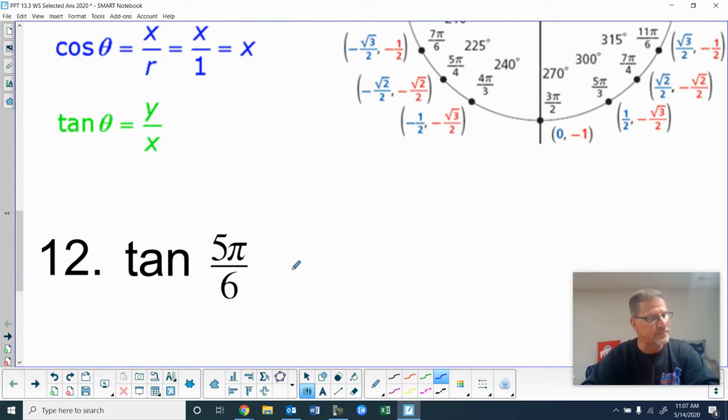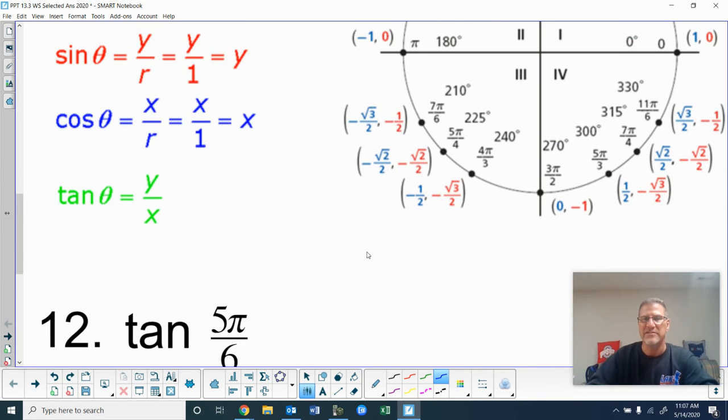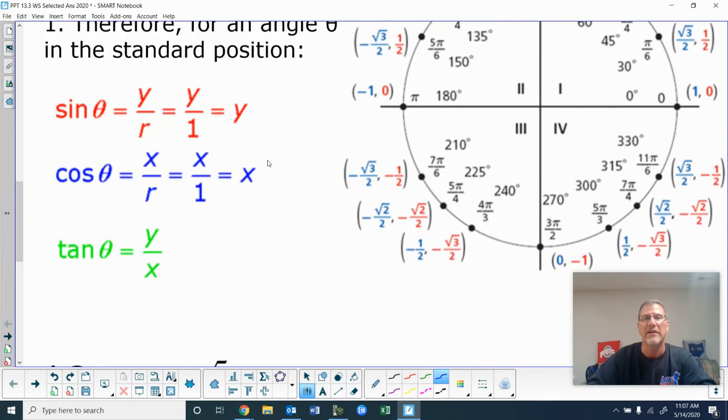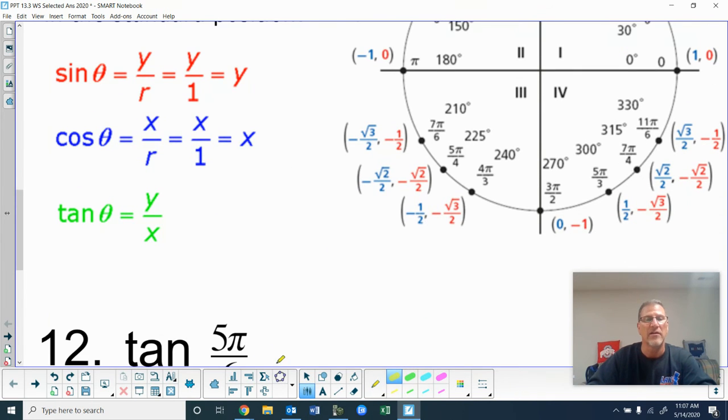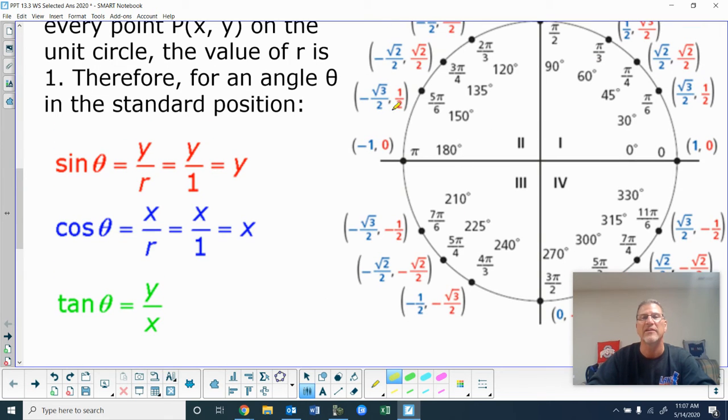This is number 12. And we're supposed to find the exact value. So these exact values are these fractions in simplest form and simplest radical form. Now, tangent is the y value over the x, okay? So I'm looking at 5 pi over 6, which is right here, this 150 degree angle. So I'm looking at those two ordered pairs.